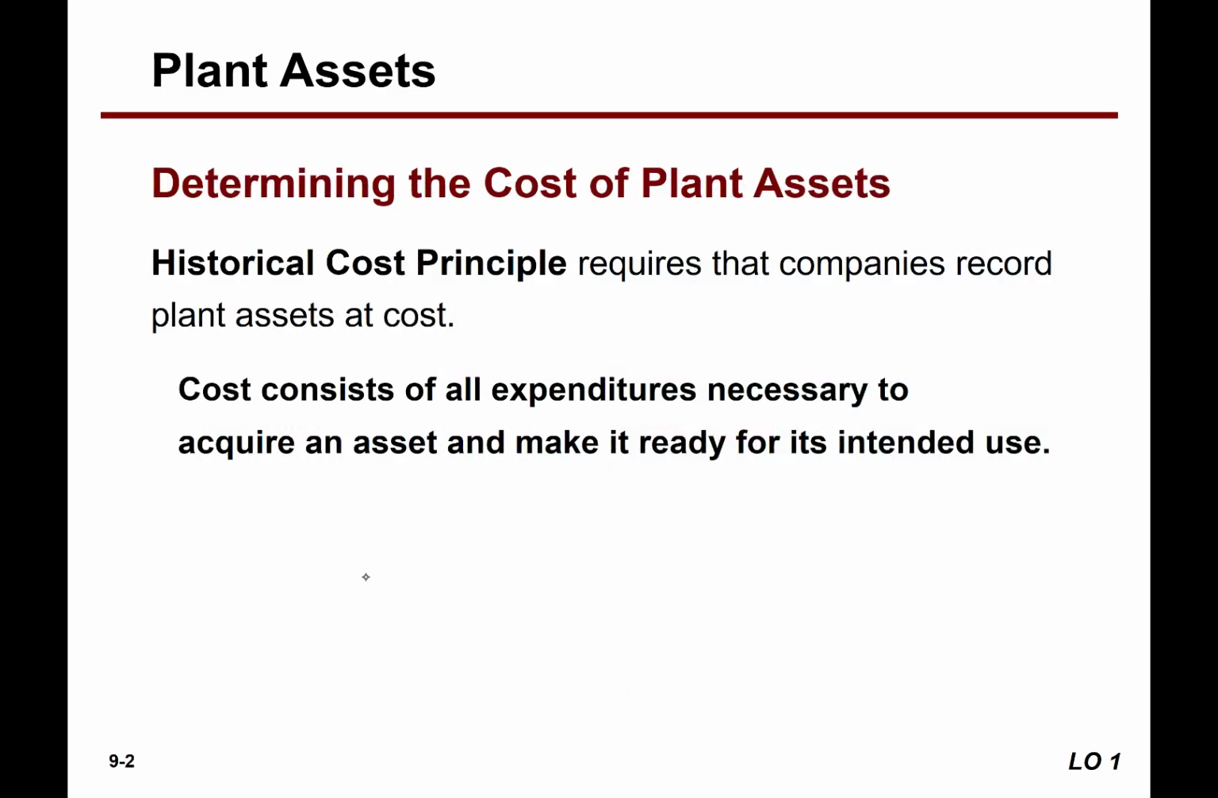Okay. Now when we determine the cost of our plant assets, we use historical cost. We talked about that already, right? We bought a piece of equipment or a building for $1 million 20 years ago, and we're saying, man, that building's worth $5 million. We still carry it at $1 million, right? Now we include all costs necessary to acquire the asset and get it ready for its intended use. So, if we have to transport a piece of equipment from Nebraska to California to use it, is that part of the cost of the asset?